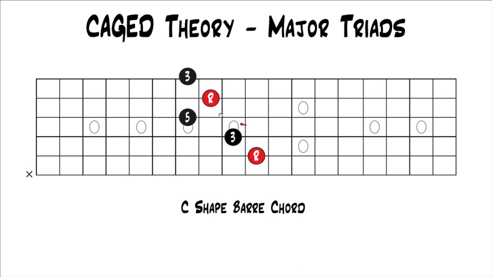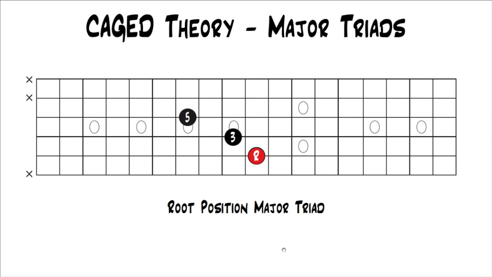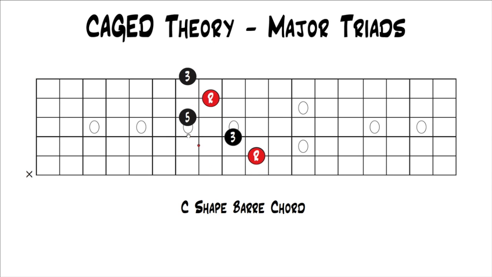You have a major triad living right here, which hopefully you can see is a root position major triad. You have another one living right here, which hopefully you can see is a first inversion because the third is the lowest note. And then you have one more living right here, which hopefully you can see is a second inversion. So within this one C shape, you have 3 triads.